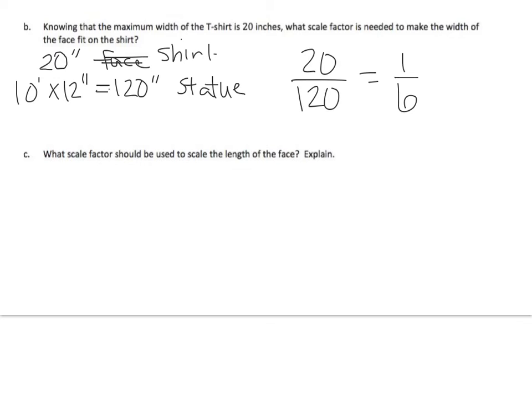The width of the face on the t-shirt will need to be scaled to 1/6 the size of the statue's face. What scale factor should be used to scale the length of the face? I would use the same scale factor or it'll be skewed, right? We need to keep everything proportional. If we're shrinking this part of the statue in the same proportion as we're shrinking that part of the statue, it'll look a lot better.